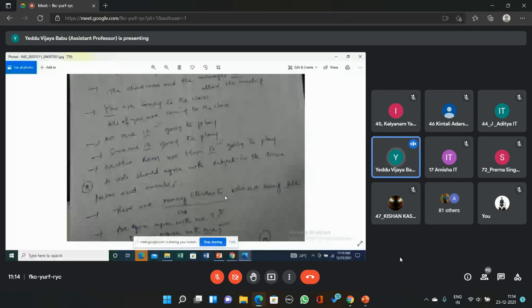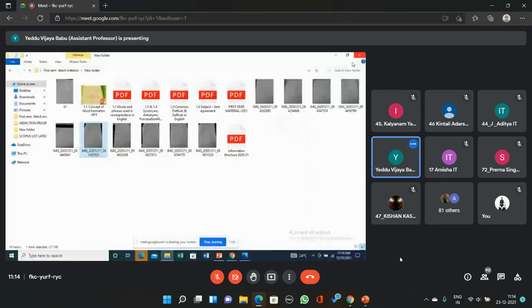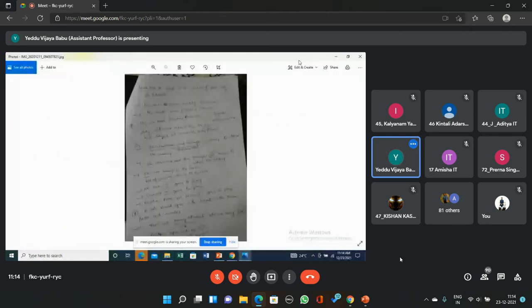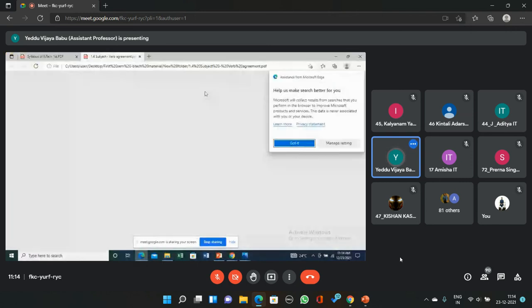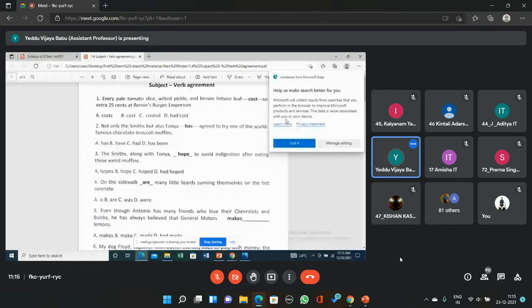So similarly, some more examples we can have. Yeah, this is done. I think all examples are covered. So anyway, the subject and agreement. I am going to share one more important piece of information. Yeah, some more examples. Right.